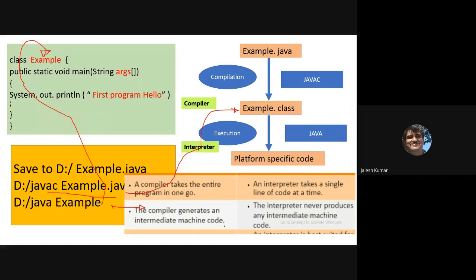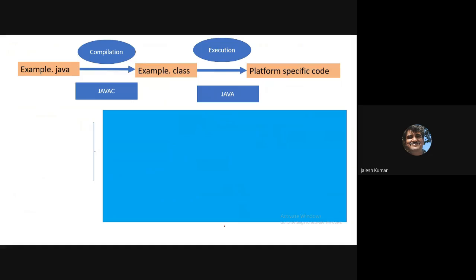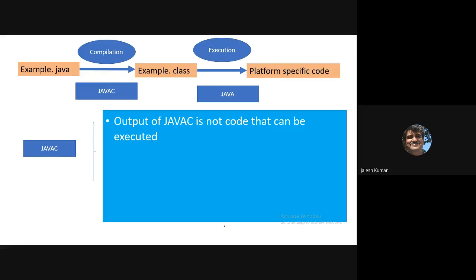Now after learning this, we'll see the entire process is converting the .java extension to .class, and after that interpreting that to platform specific code. What is actually javac? A little bit of explanation is needed about the Java compiler, is it not? Now, the output of javac is not code that can be executed. Very important, all of you should know these points. Once you compile the program, it is not the code so that you can execute.